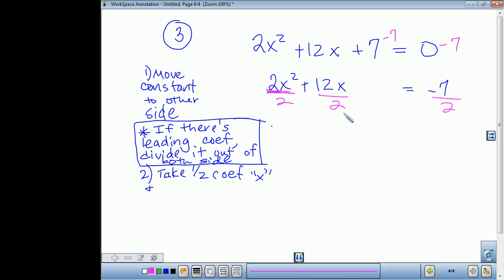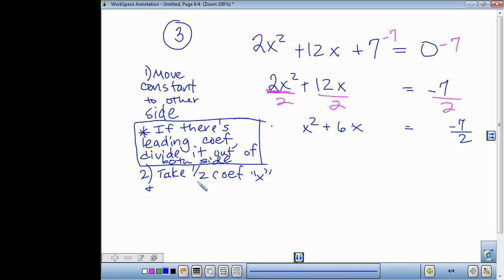Everything. I think it's to factor it out. I told you there were multiple methods, okay, and I told you I was going to just show you one way that the fewest number of students miss. But yeah, you can. Okay. So here we get x squared plus 6x equals negative 7/2.